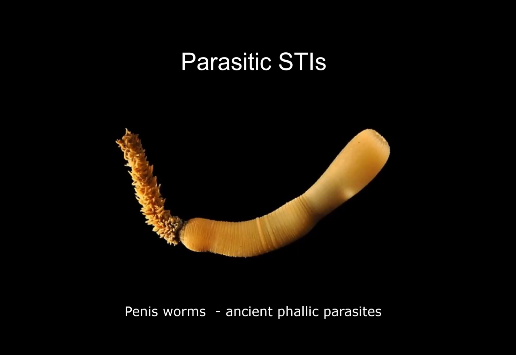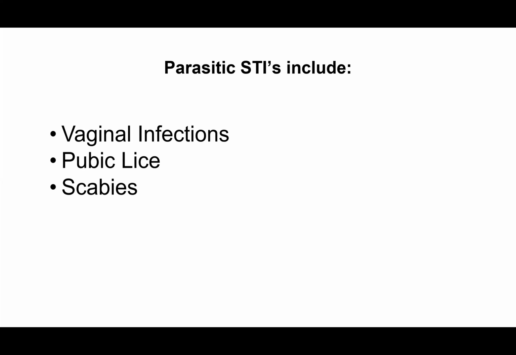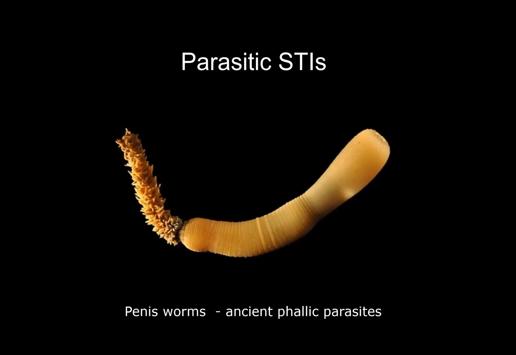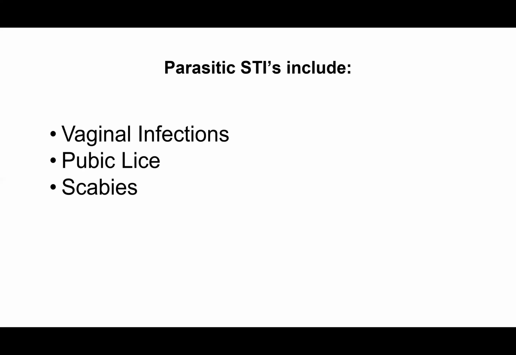And finally, you got parasitic STIs. This is a picture of a penis worm. This is an Asian phallic parasite, but that picture looks cool. So there you go. And then parasitic STIs, you got vaginal infections, you got pubic lice and scabies, which is another type of little critter. So yeah, that's basically it. That's all you need to know.